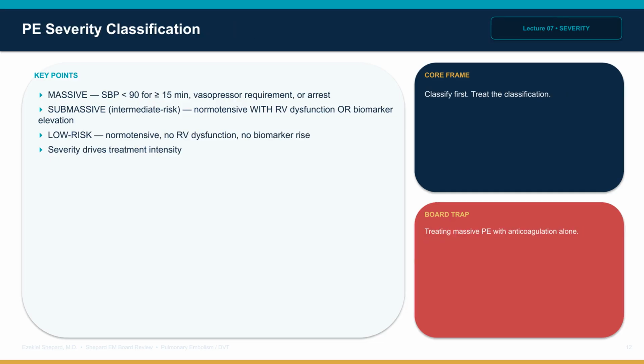PE severity is classified as massive, submassive, or low risk. Massive PE is PE with sustained hypotension, defined as systolic blood pressure less than 90 for at least 15 minutes or requiring vasopressors, persistent profound bradycardia, or cardiac arrest. Submassive, also called intermediate risk PE, is normotensive with either right ventricular dysfunction on echo or CT or biomarker elevation, troponin or BNP. Low risk PE is normotensive without right ventricular dysfunction or biomarker elevation. This classification drives the treatment intensity decision.